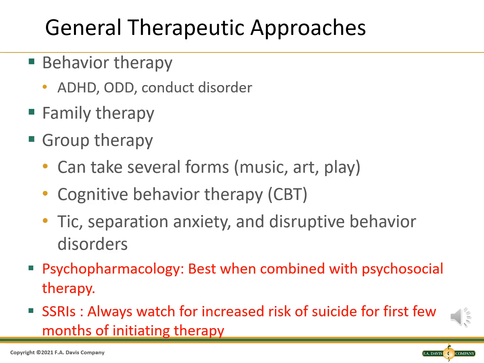General therapeutic approaches to treatment for disorders that commonly affect children and adolescents consist of behavior therapy, which is a common and effective treatment for disruptive behavior disorders, such as ADHD, ODD, and conduct disorder. With this approach, rewards are given for appropriate behaviors. Family therapy for children and adolescents must involve the entire family if treatment is to be successful. Group therapy provides children and adolescents with the opportunity to interact with their peers. Cognitive behavior therapy, CBT, has demonstrated benefit for tic disorders, separation anxiety disorder, ADHD, and ODD.